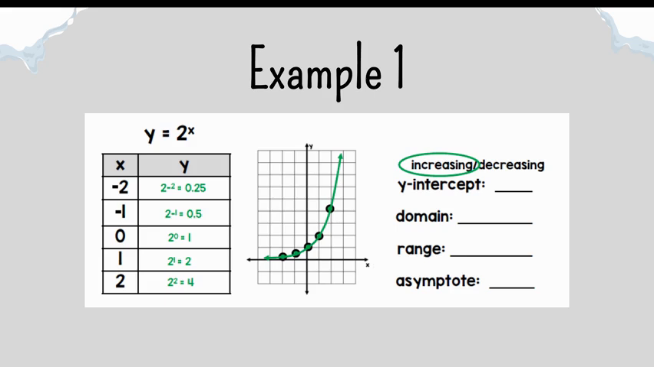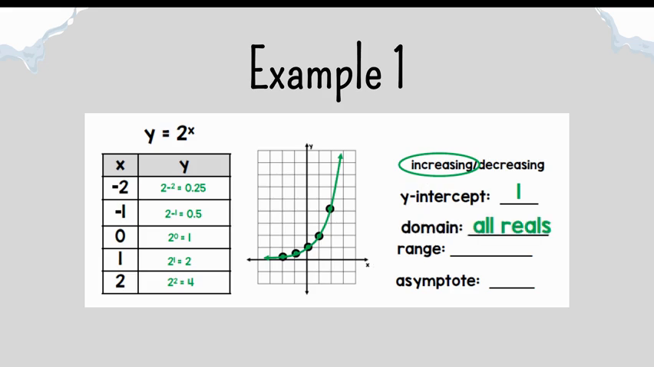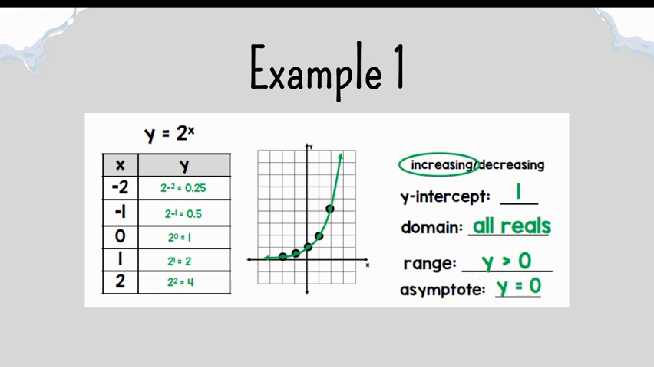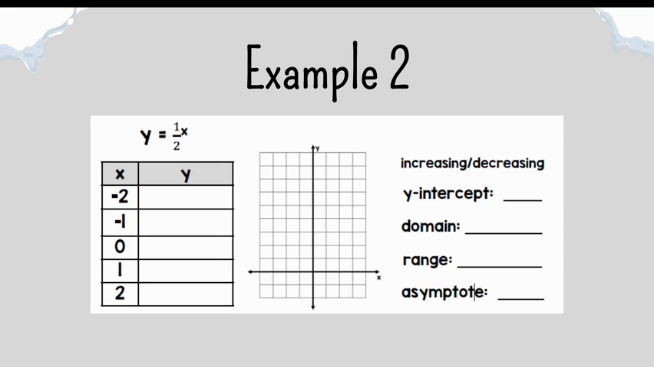The y-intercept is where we cross the y-axis. That would be at 1. The domain is going to be all reals. Our range is going to be y is greater than 0. And the asymptote, remember your asymptote is the equation of a line, so it has to be y is equal to 0. Our second example here, we have y is equal to 1/2 to the power of x.